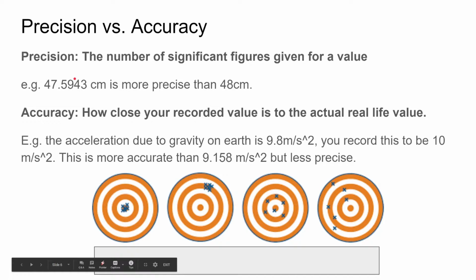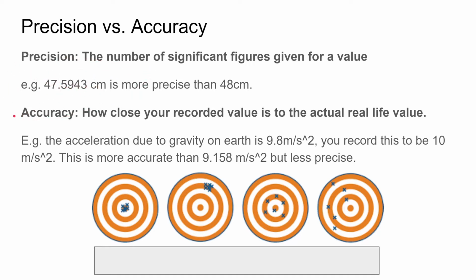And that's where we enter precision versus accuracy. Simply put, precision is the number of significant figures given for a value. So this is exactly how many decimal places you give, right? How many significant figures. If your number is exact, if it's exactly what you wanted to say, then that will be considered precise. For example, 47.5943 centimeters is more precise than 48 centimeters. Why? Because you gave more decimal places. You gave 4 decimal places. Here, there's none. So you have more significant figures, and so it's more precise.